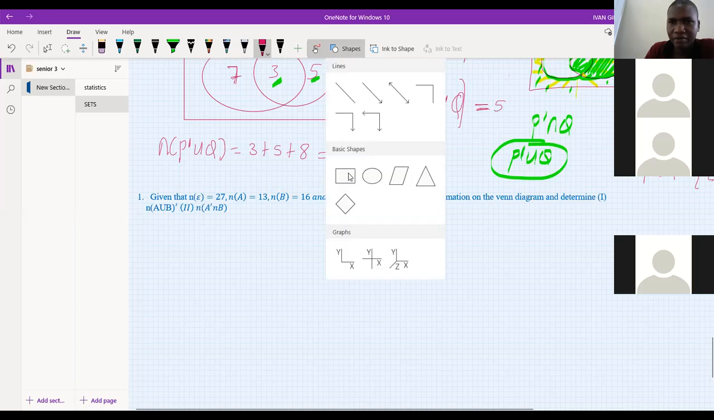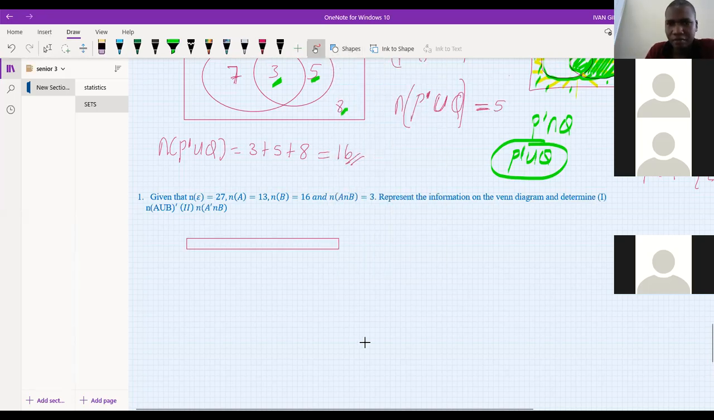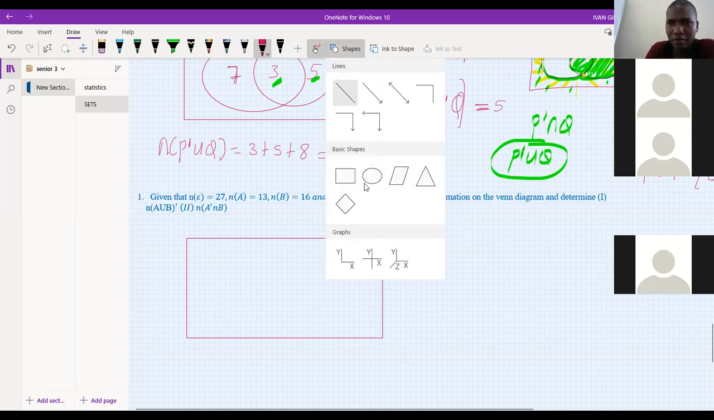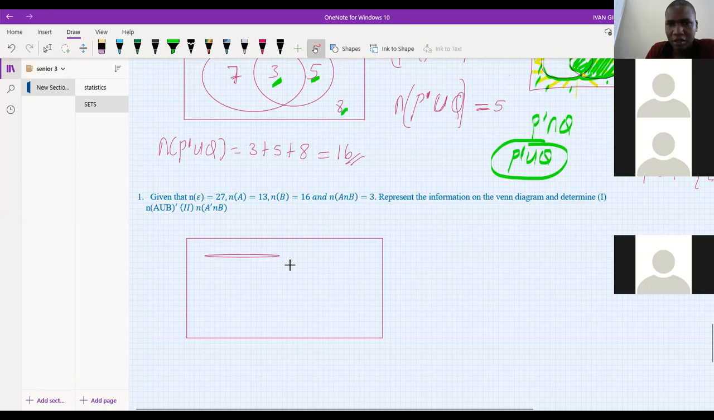Insert a Venn diagram. Then I pick the two circles inside. I'm going to pick a circle and put my circle here, like that. And I'm going to pick another one, shape, circle. I have this one from here, like that. That's what I have.